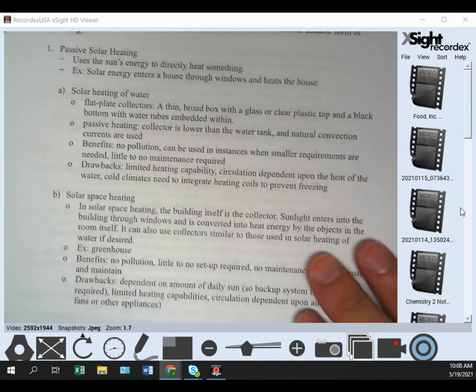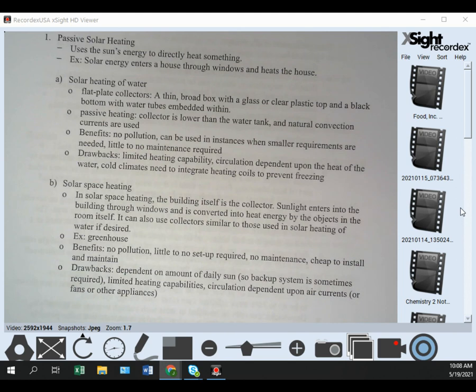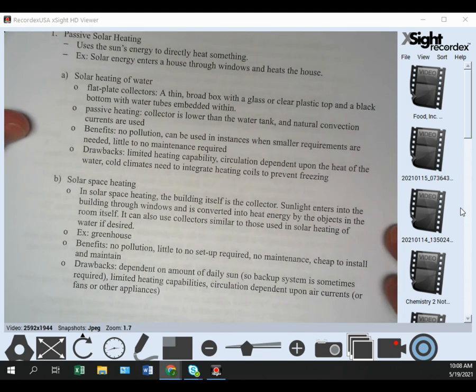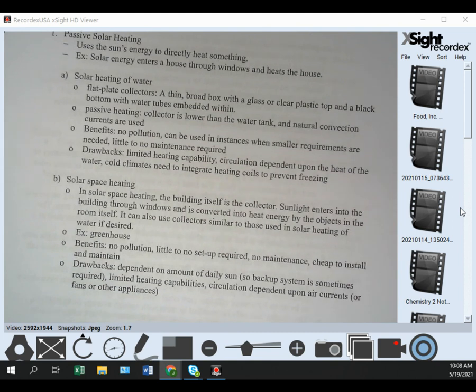Okay. Benefits: there's no pollution to it. It can be used in instances where smaller requirements are needed. Little to no maintenance is required. So, can anybody think of a situation where this might be a good solution for heating water, stuff like that?